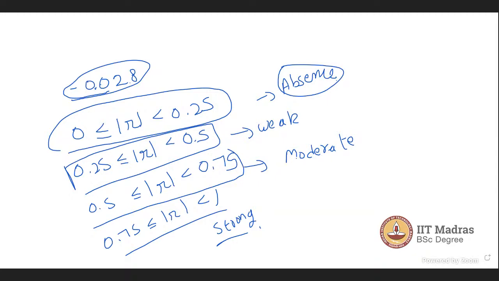They ask whether it is linearly related or not linearly related. We can say not linearly related also. Yeah, you can say it's not linearly related.